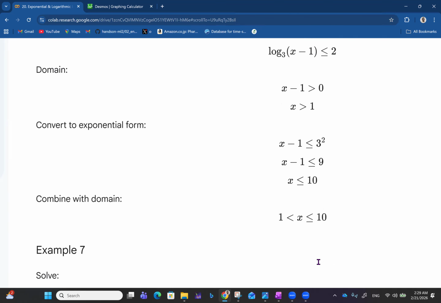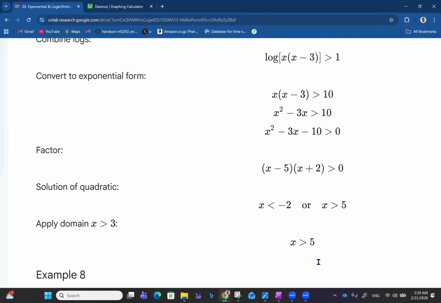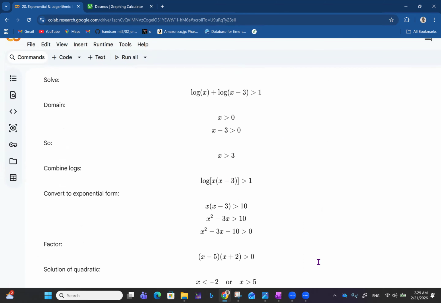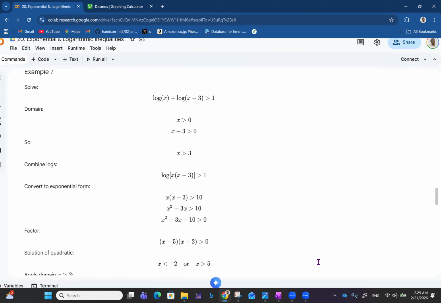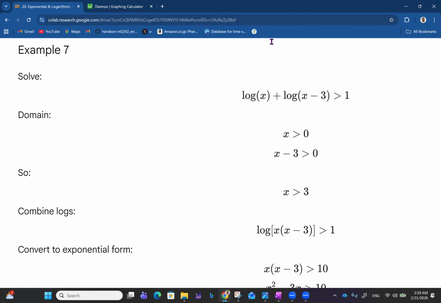Okay. So in example 7, see what happens here. I think this is a long one. I have to look at it in bits and pieces. In example 7, we have log x plus log of x minus 3 greater than 1. So that means, first of all, x has to be greater than 0, and x minus 3 has to be greater than 0, meaning that x is greater than 3. So overall, x should be greater than 3, which is stronger than x greater than 0.